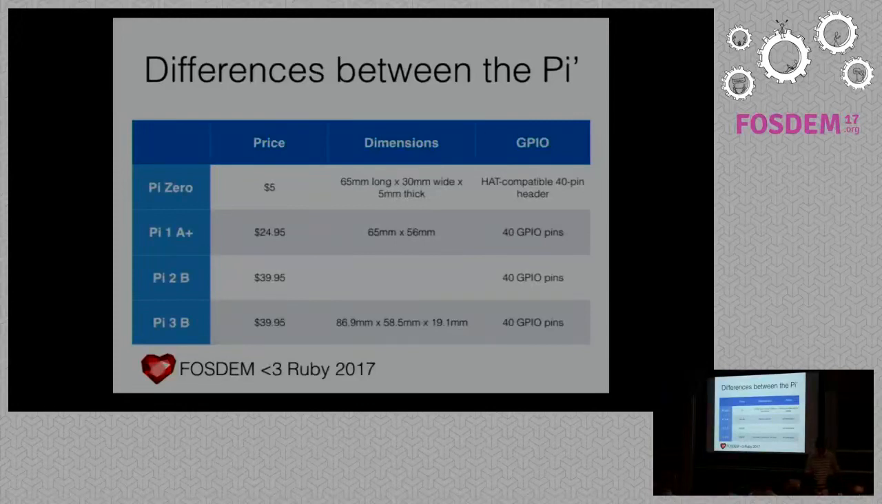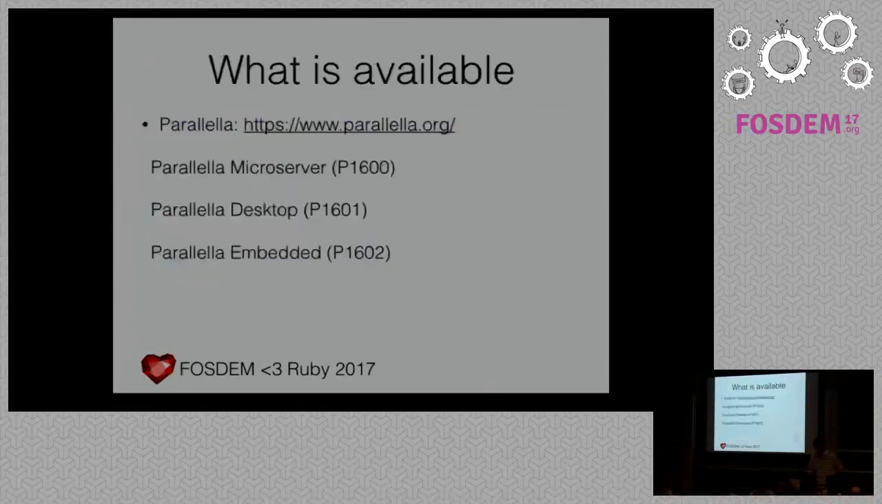As far as price goes, the Pi 0 is $5, freaking cheap. The Pi 3 goes to $40. A little bit about dimensions of them and some GPIOs. All the latest ones have 40 GPIO pins for you to plug sensors in, whatever you want.